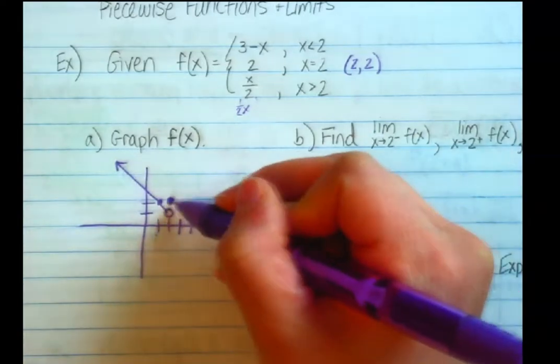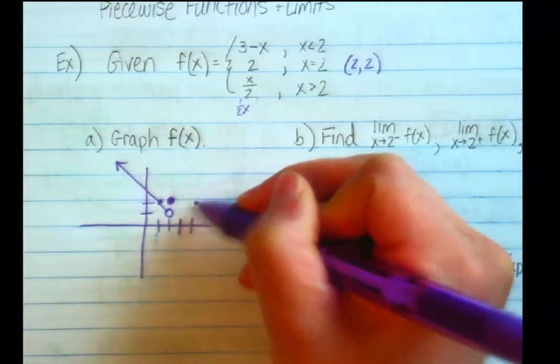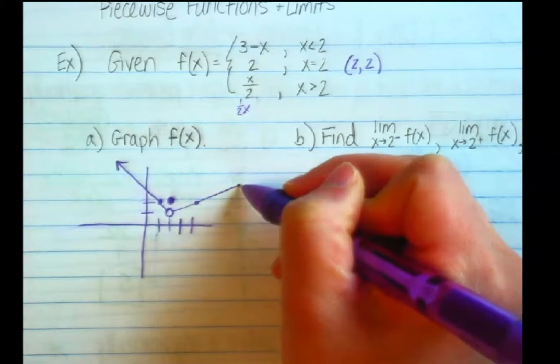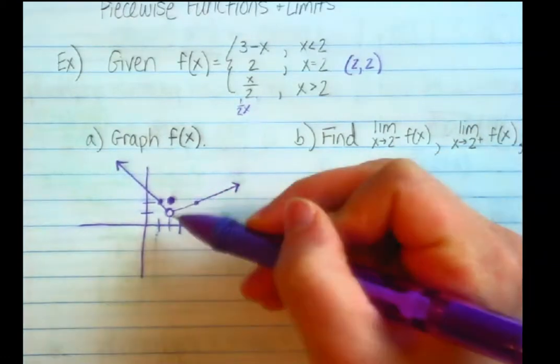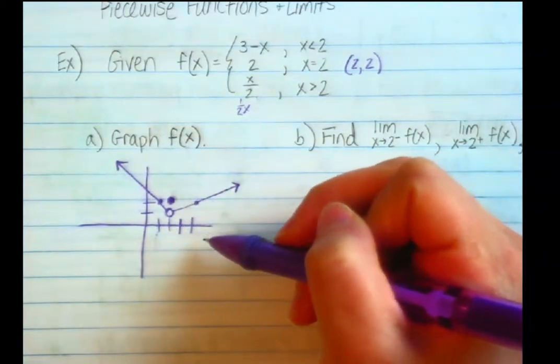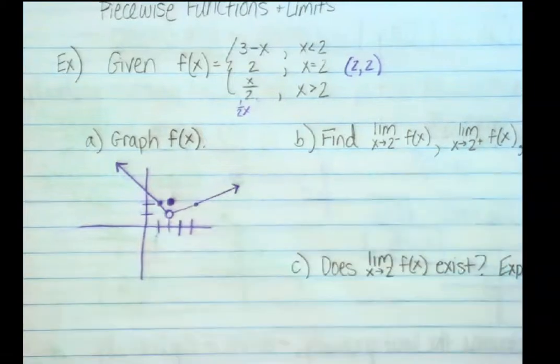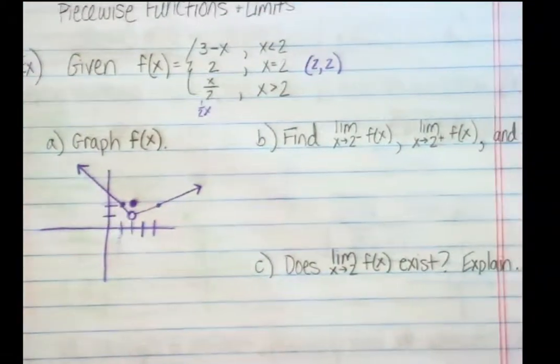Right, so if I go up 1 over 2, it would be this line right here. Or you could pick an x value to the right of 2 and plug it in. It's your call. So this is my graph of the piecewise function. Now that I can see the graph, it's a little easier to answer the next few questions.